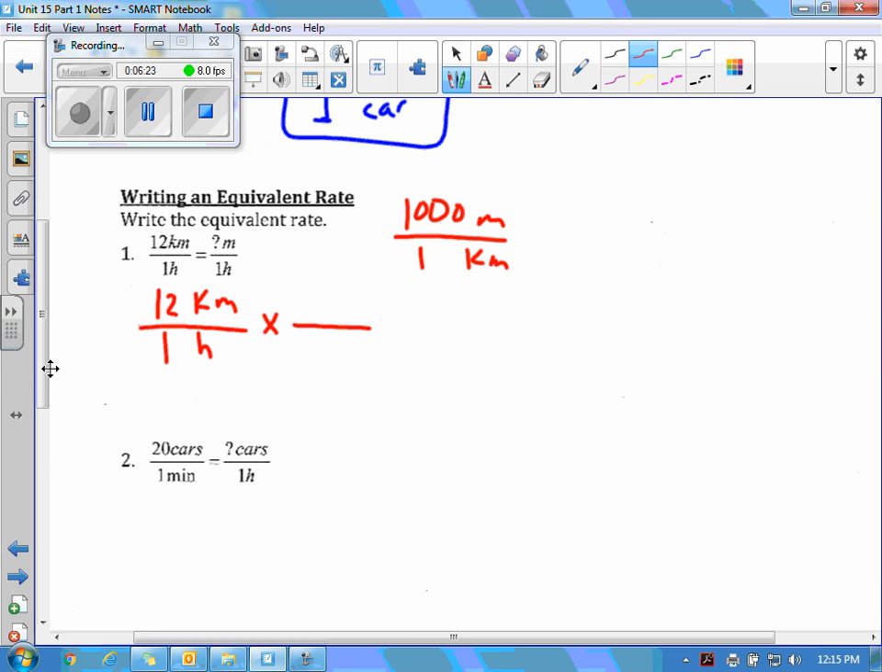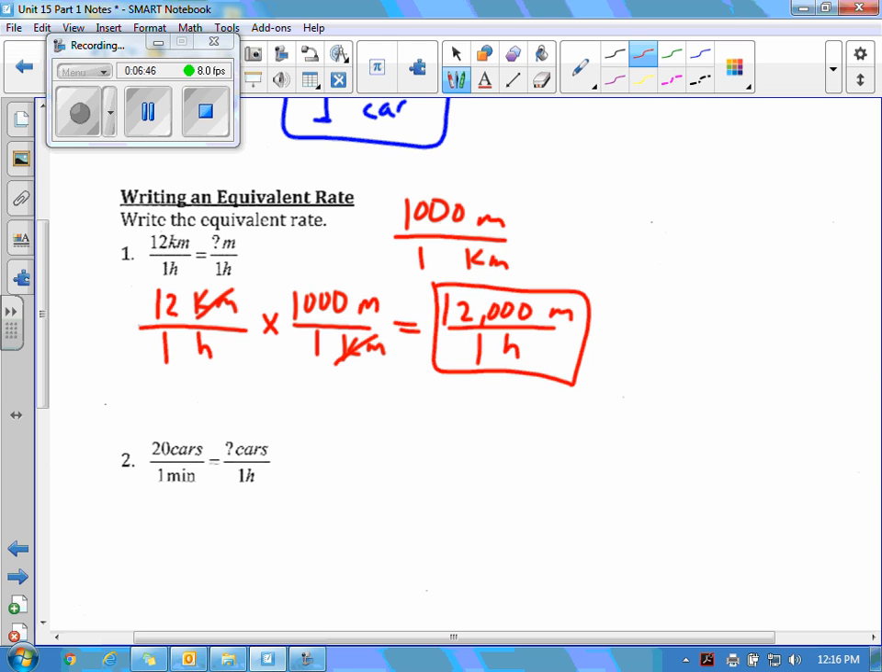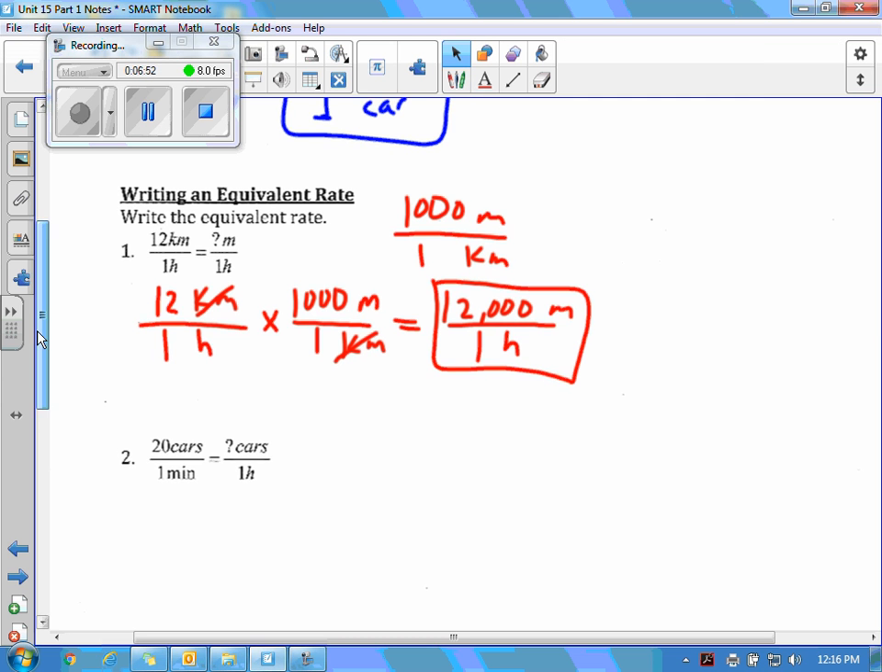Here's the thing. Kilometers is on the top of the first fraction, which means it needs to be on the bottom of the next one. So I'm going to write 1,000 meters over 1 kilometer. The reason why I do that is because now these kilometers can cancel out. So I have meters and hours left, which is what I want. So I'll do 12 times 1,000. I'll get 12,000 meters over 1 hour. And I'm done. So the big thing you need to notice is that since kilometers were on the numerator of the first fraction, they went to the denominator of the second.